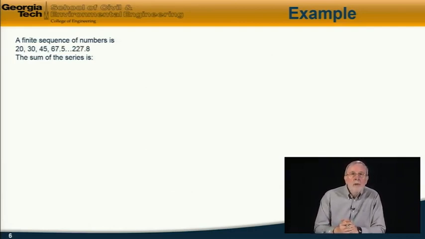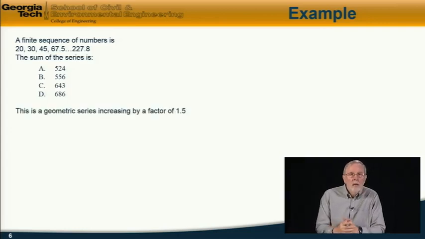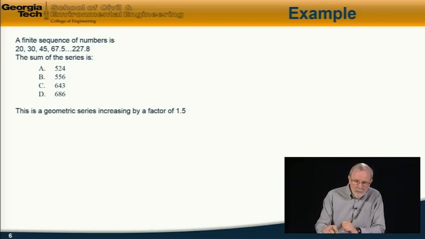In the next example, we have a finite sequence of numbers, 20, 30, 45, etc., up to 227.8. The sum of this series is which of these alternatives? So here we see by inspection that this is a geometric series where each term increases by a multiplicative factor of 1.5 compared to the preceding term.